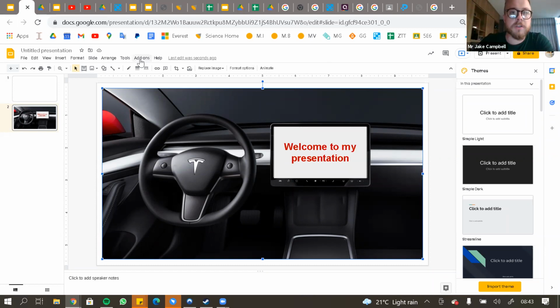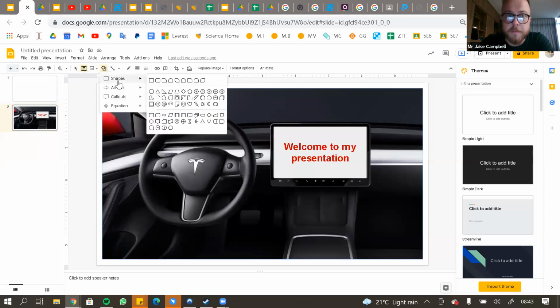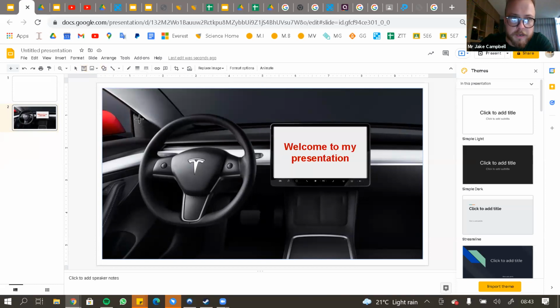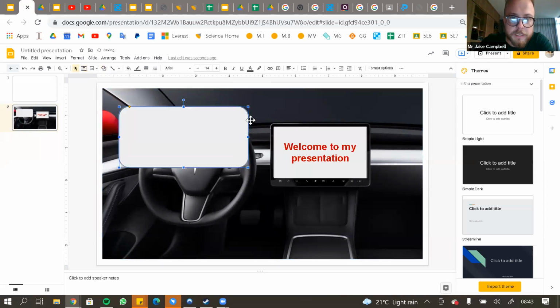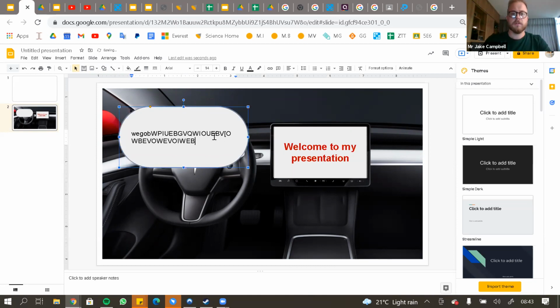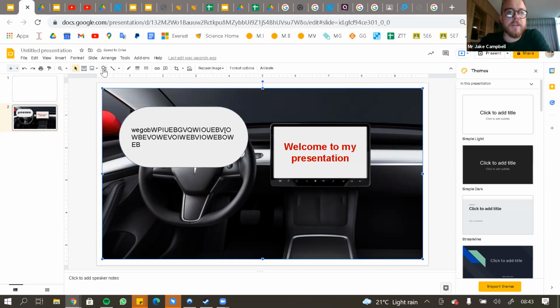Also, class, a little trick is instead of using a text box, use a shape, because you can get more interesting shapes. For example, you can get one with a rounded edge here, and then you can play around with it a little bit as well. See? So now I've got a new and interesting shape to write in. So try and use the shapes a little bit more.